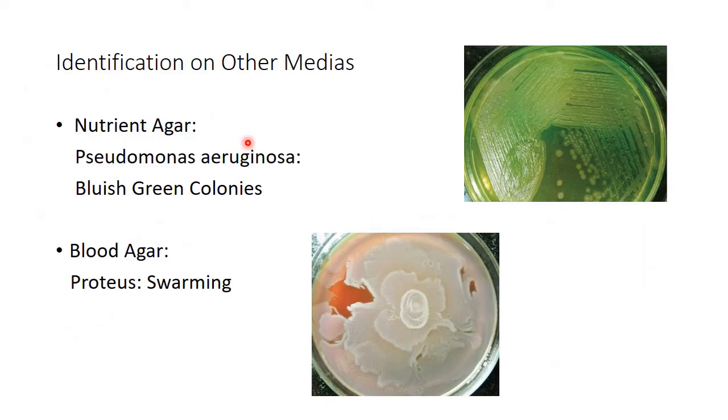Also, there are two other organisms that can be identified because of their particular characteristics on certain other media. The first one is Pseudomonas aeruginosa. Now, this particular organism has a pigment called pyocyanin pigment, because of which the colonies are bluish green on nutrient agar. And the second one is Proteus, which shows a particular type of motility called swarming motility on blood agar.